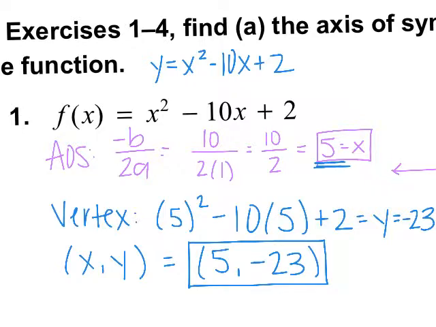Okay, so these two numbers right here, this 5 and this. Haven't we kind of done something like this before? Probably. Wait a minute. So that 5 and that 5 should always be the same. Okay, and then that negative 23 is whatever answer you get when you plug 5 into your equation. Okay, so that's axis of symmetry and vertex.